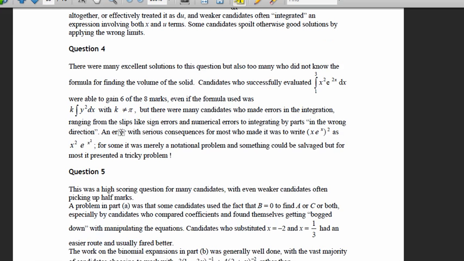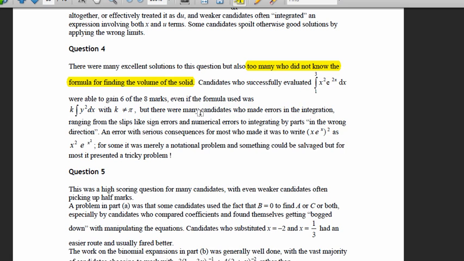The examiners say there were many excellent solutions to this question, but too many who did not know the formula for finding the volume of the solid. Remember, too many means a lot of people. Candidates who successfully evaluated this were able to gain 6 out of 8 marks. Even if the formula used was this, they got 6 marks. Remember, don't think that if you are not able to do the full mark, you will lose the mark. You're going to get a lot of marks, 6 out of 8, even if you lose the pi, remember.